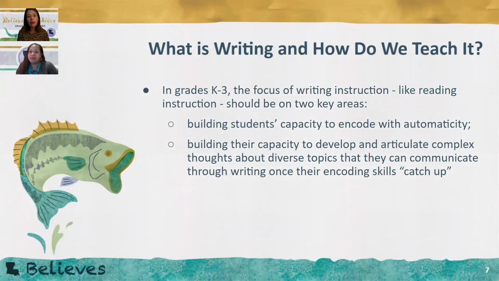Now, in grades K-3, the focus of writing instruction, just like reading instruction, should be on two key areas. One, building students' capacity to encode with automaticity. And then two, building their capacity to develop and articulate complex thoughts about diverse topics that they can communicate through their writing once their encoding skills catch up.